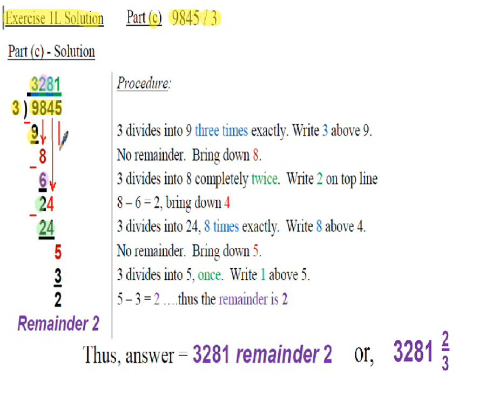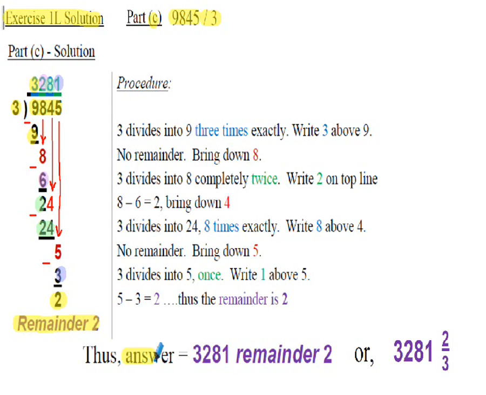We now bring down our last number from the dividend, which is 5. How many times does 3 divide into 5? It goes once, so we write the 1 here, and 1 times 3 gives us a value of 3. Subtracting, 5 take away 3 gives a value of 2. No other numbers to bring down from the dividend, so the remainder now is 2.